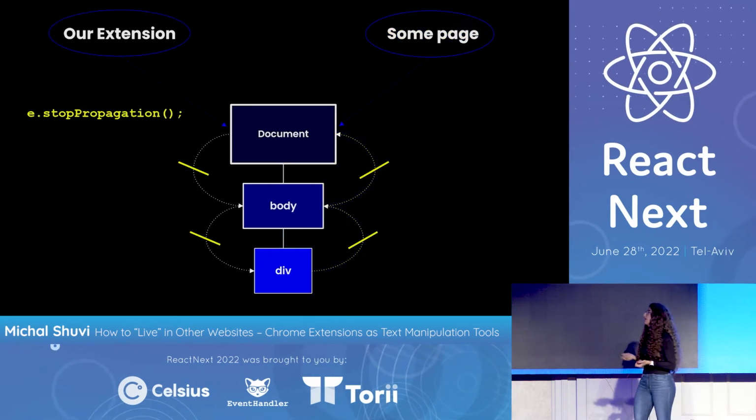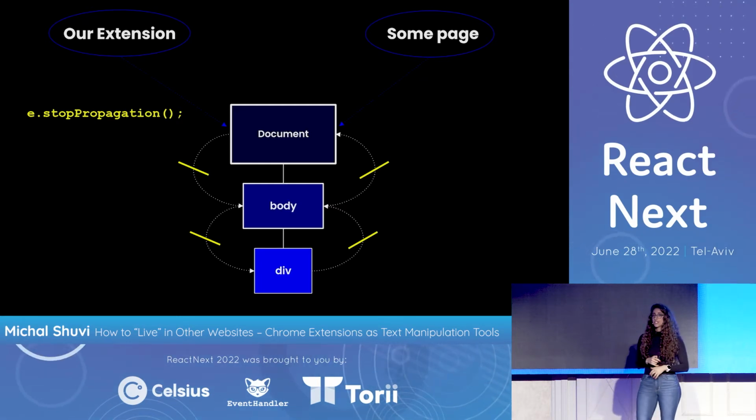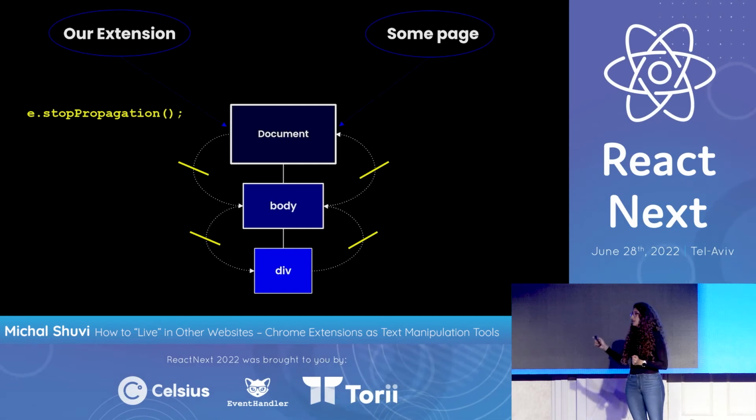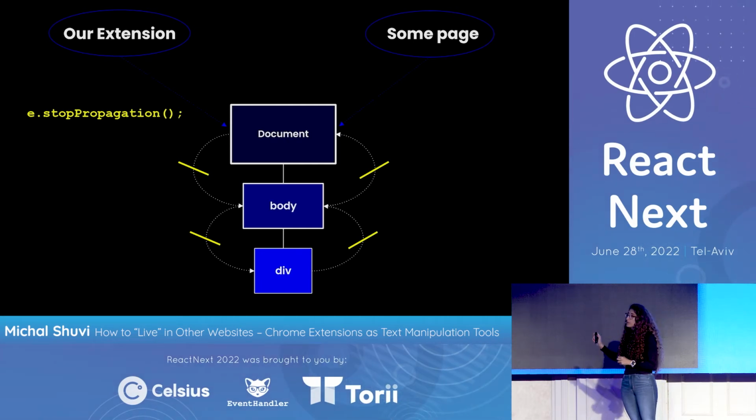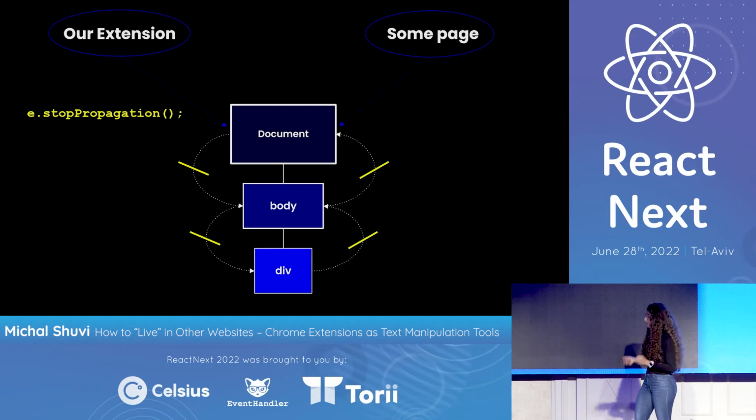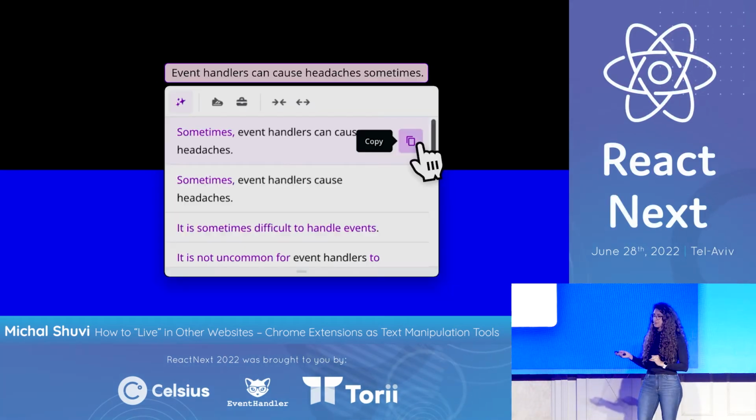Well, it will run, so we need to stop it. And there's a function called stopPropagation. It stops the bubbling, the moving of the event on its tree. When we call it, it's like it deletes all of these links. And in that way, we stop the page from running its event handler.